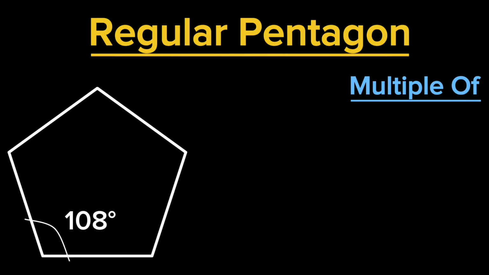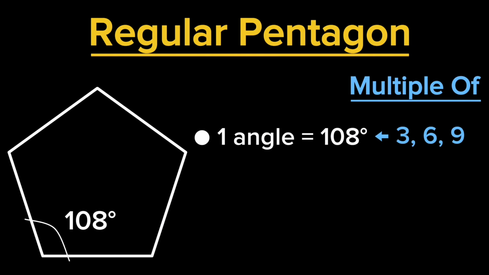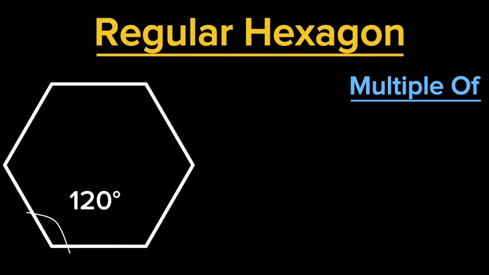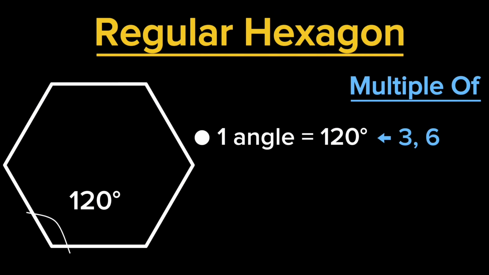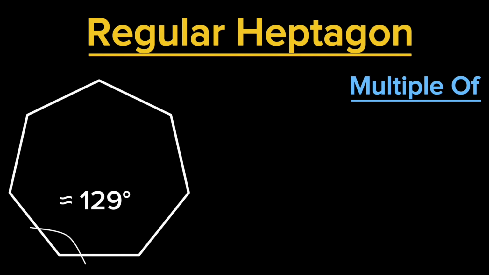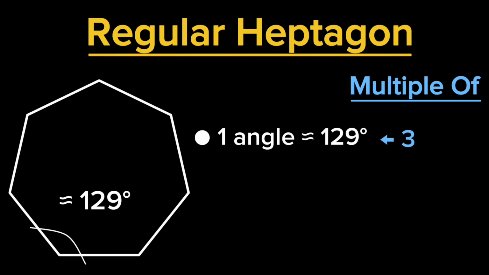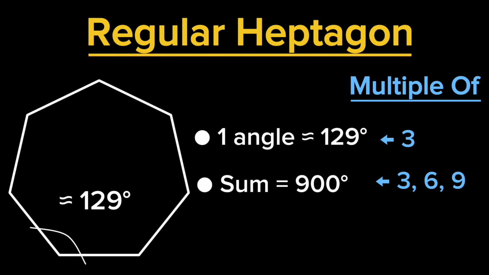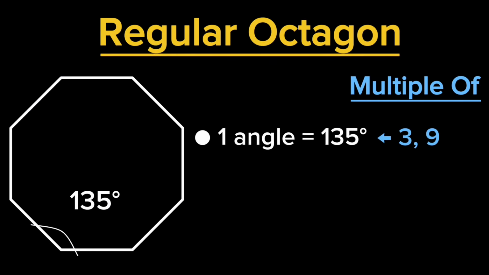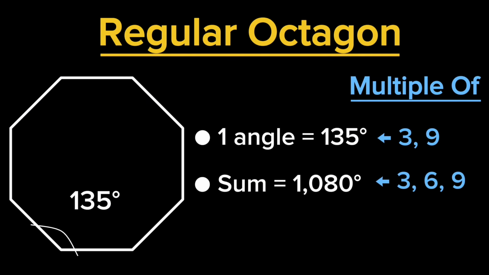In a regular pentagon, one angle measures 108 degrees, and the sum of all angles measures 540 degrees. Notice too how the sum of all the angles in any polygon will always be a multiple of 3, 6, and 9. In a regular hexagon, one angle measures 120 degrees, and the sum measures 720 degrees. In a regular heptagon, one angle is about 129 degrees, and the sum of all angles is 900 degrees. In a regular octagon, one angle measures 135 degrees, whereas all angles sum to 1080 degrees.